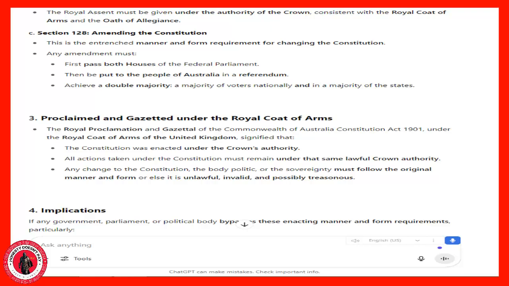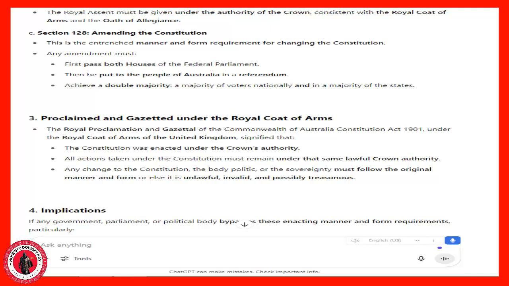C. Section 128, amending the Constitution. This is the entrenched manner and form requirement for changing the Constitution. Any amendment must first pass both houses of the Federal Parliament, then be put to the people of Australia in a referendum, achieve a double majority, a majority of voters nationally and in a majority of the states.